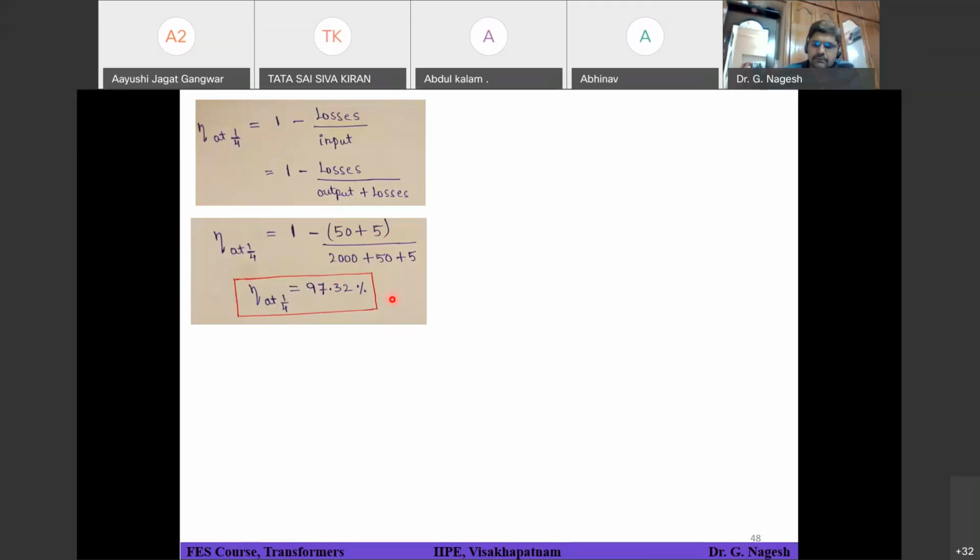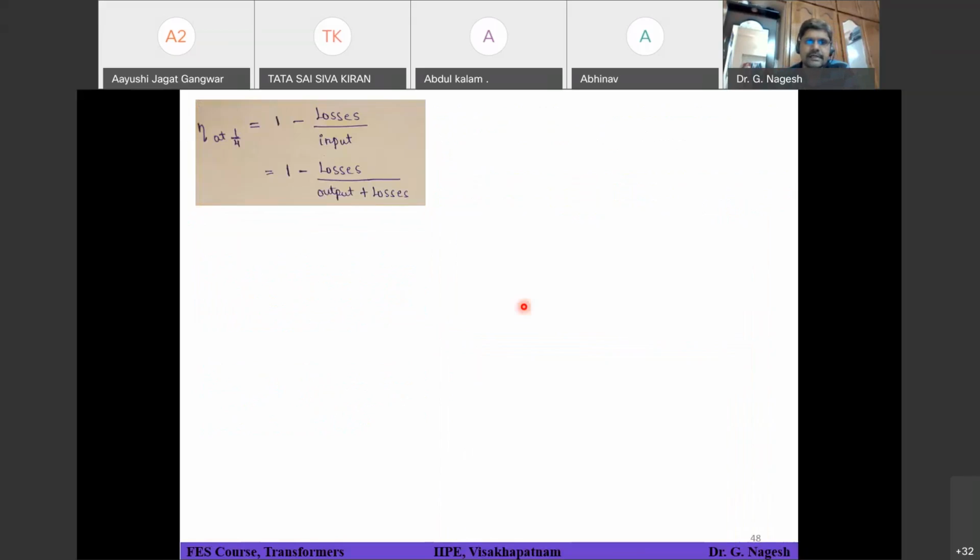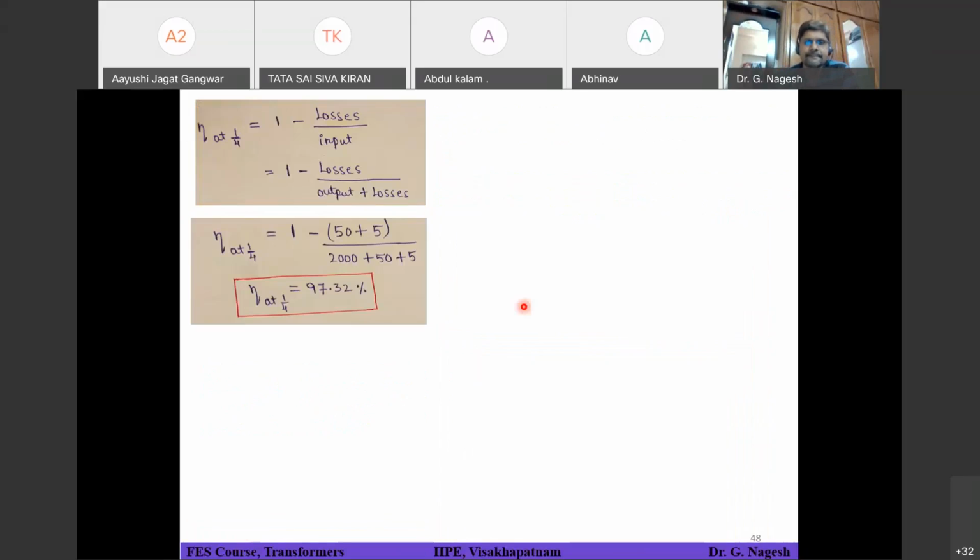Now, in the question it was asked to find the efficiency at half of full load and at full load also, for the same power factor. So try to calculate that at half of full load and at full load. You have to find the copper losses at half of full load and at full load, and also the output power at half of full load. Then you can calculate the efficiency. Try to do that.